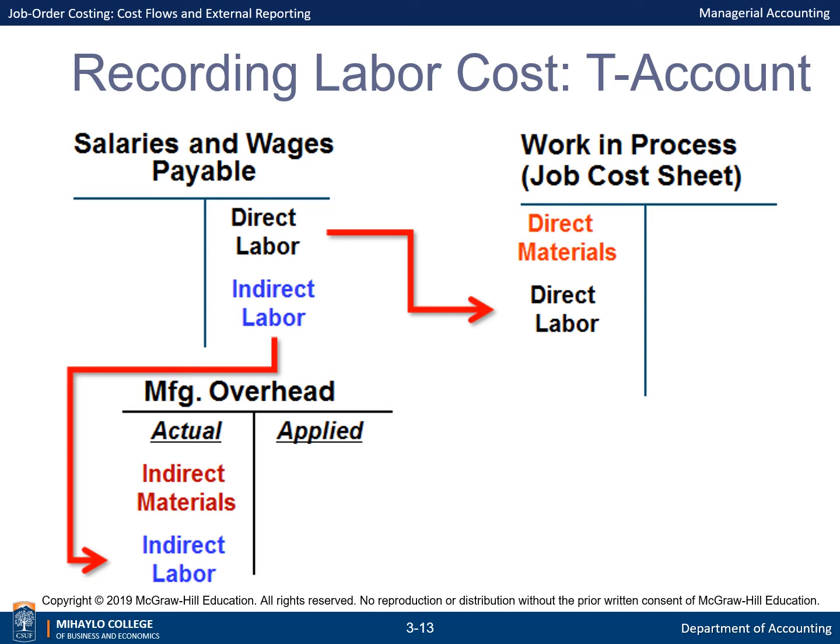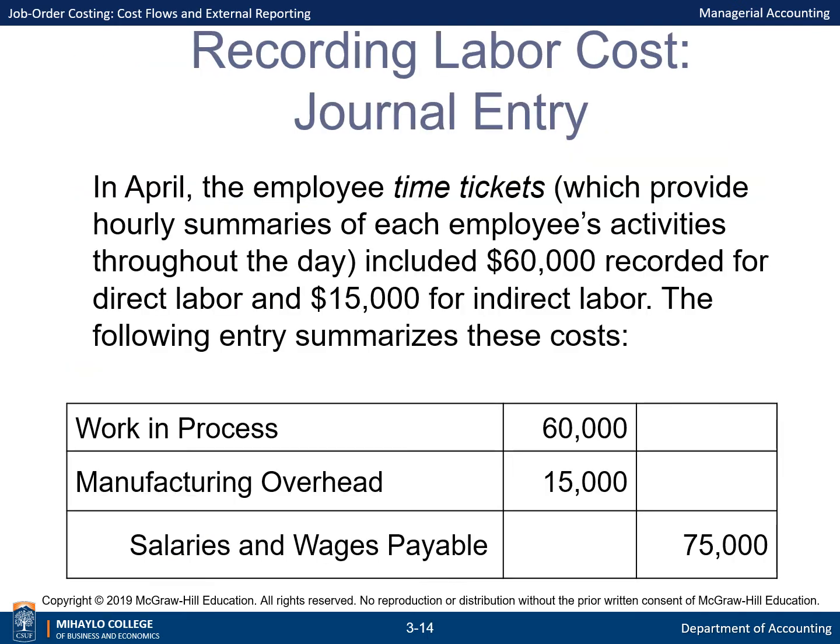Direct labor is added to work in process and the job cost sheet. Indirect labor is added to manufacturing overhead. All factory labor costs are credited to salaries and wages payable. The $60,000 cost of direct labor is debited to the work-in-process account, while the $15,000 of indirect labor is debited to the manufacturing overhead account.